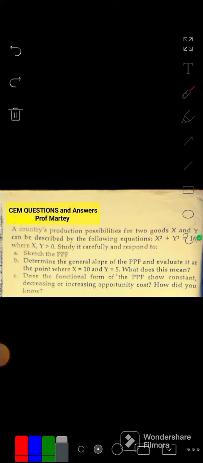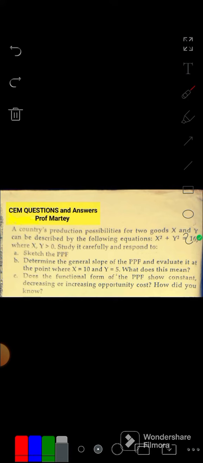Today we'll be doing an exercise known as questions and answers, powered by SEM. So the question goes like, a country's production possibility for two goods, X and Y, can be described by the following equations. X squared plus Y squared is equal to 16, where X, Y are greater than 0. Study it carefully and respond to the following.